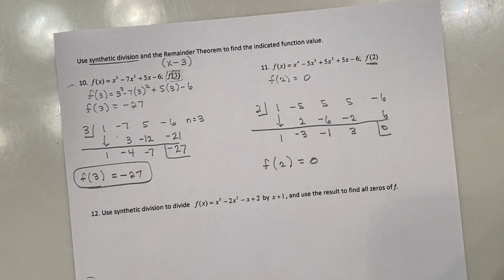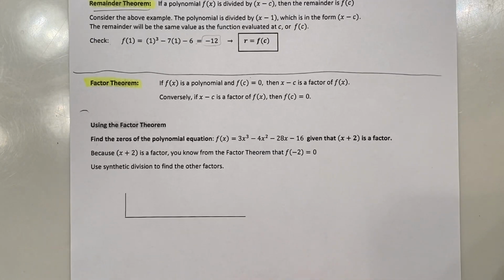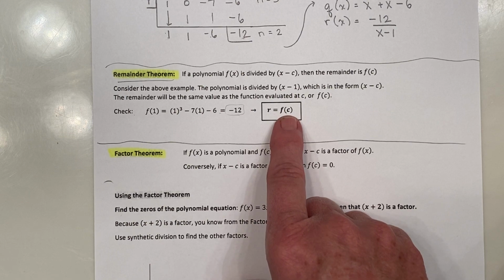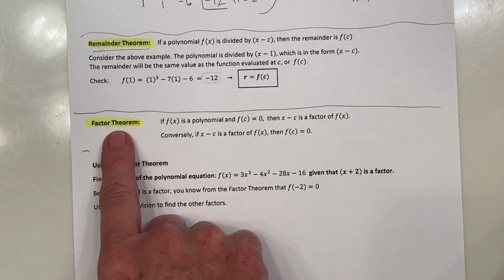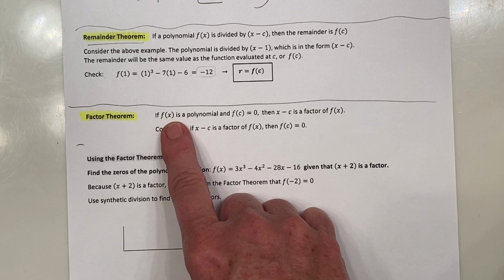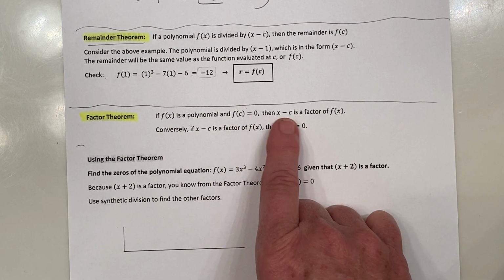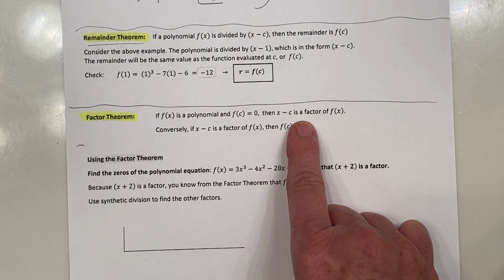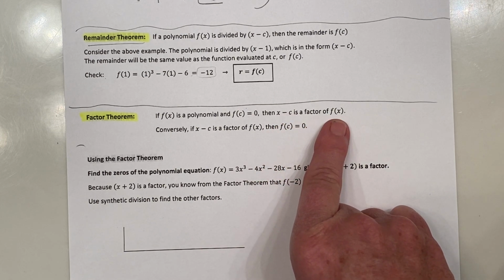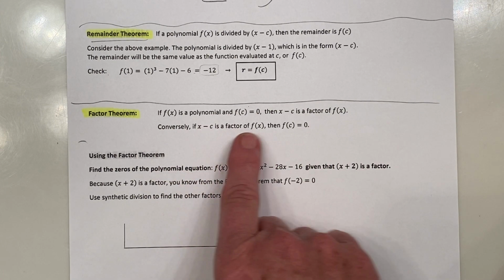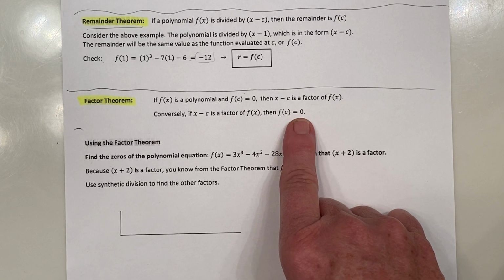Okay, let's go back to our notes. We have a couple more objectives here. Actually, just one, I think, with a couple practice problems. All right, so that's the remainder theorem with synthetic division to get a functional value. Okay, factor theorem. It says, if f of x is a polynomial and we get a remainder of 0, then we've already mentioned that x minus c is called a factor of that polynomial. And conversely, if x minus c is a factor, then we know the remainder is going to be 0.